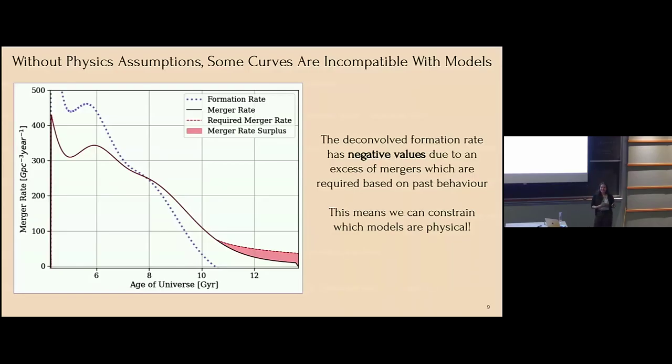What's happening is you need to have the formation rate up here to explain the structure in the merger rate here. But because we know that some of those stars that form are going to have longer time delays, we know that there's a budget of mergers that even though they form here, they're going to happen way later into the future. And so the red line is showing the required mergers based off of this formation rate.